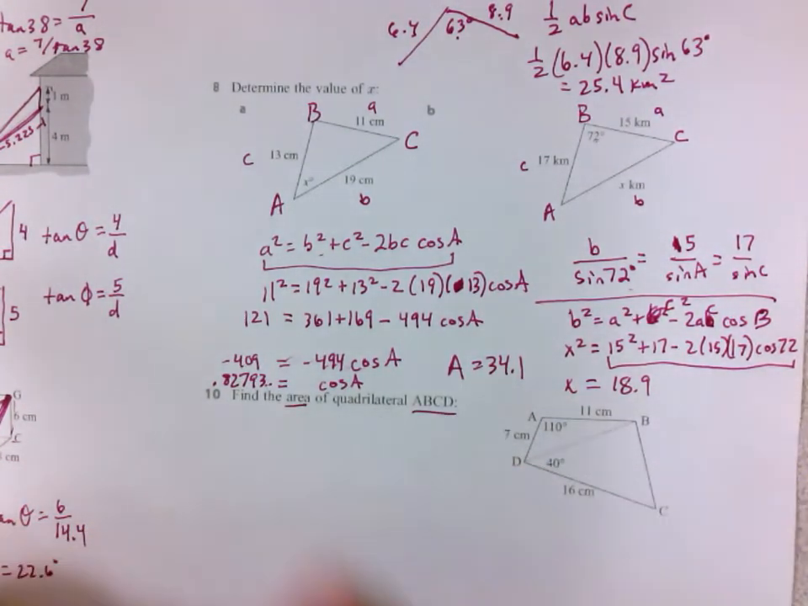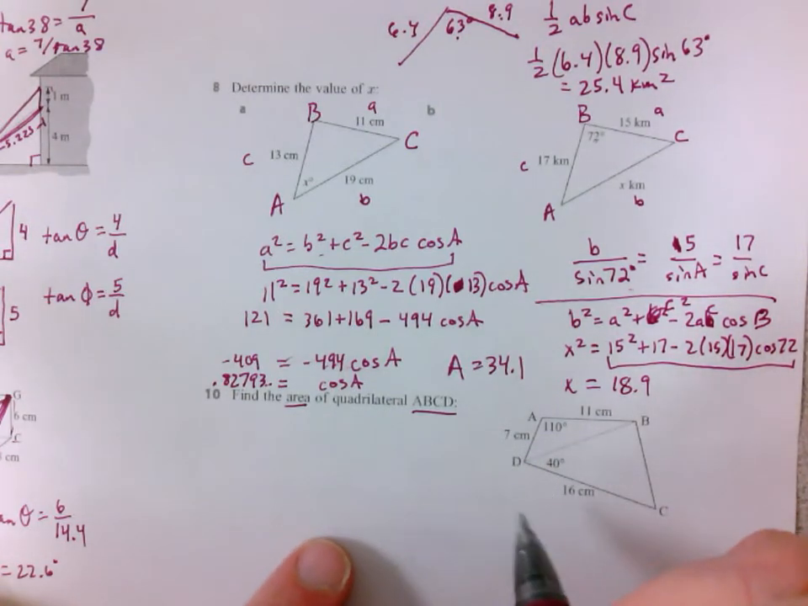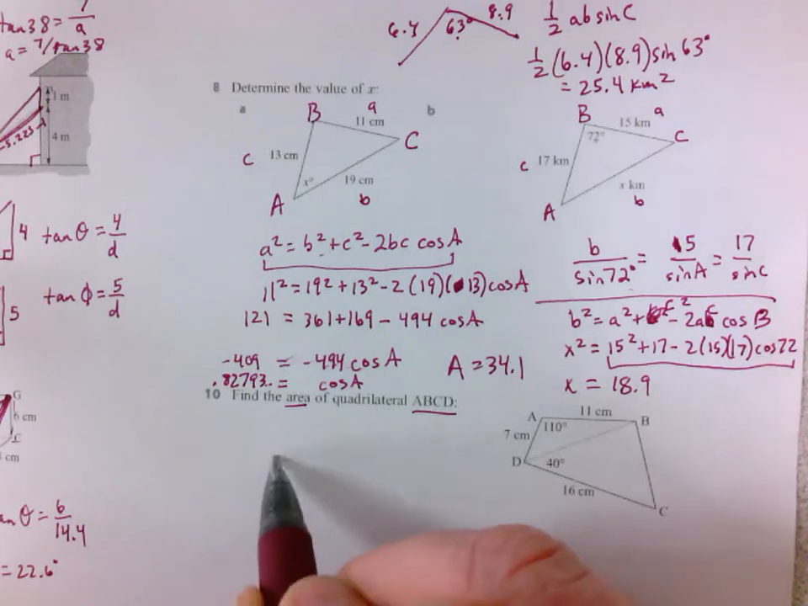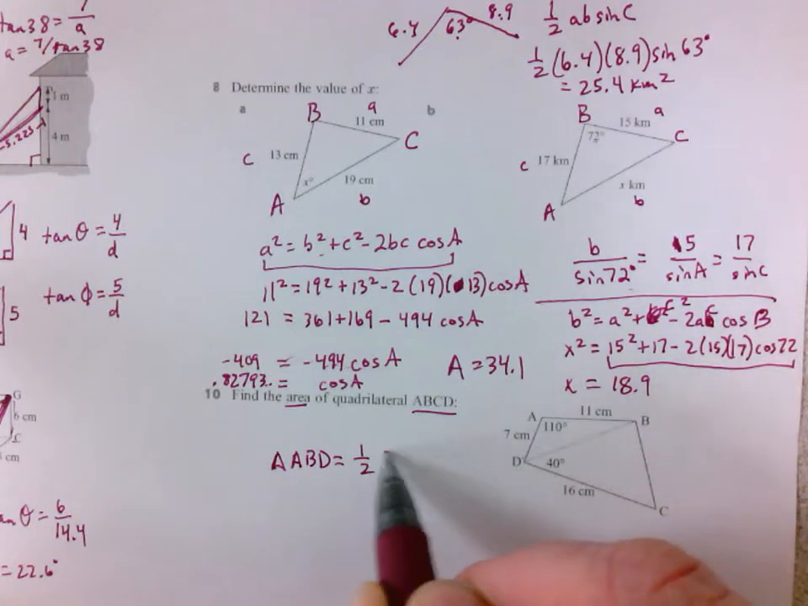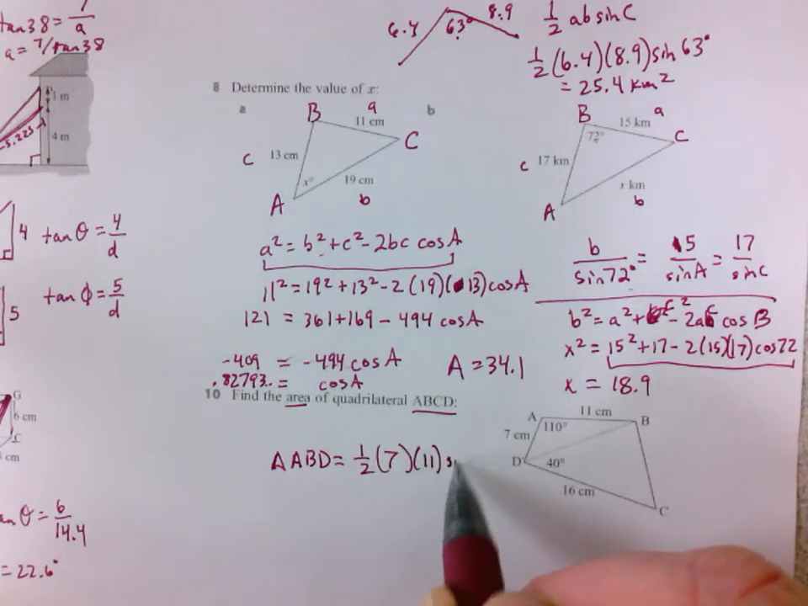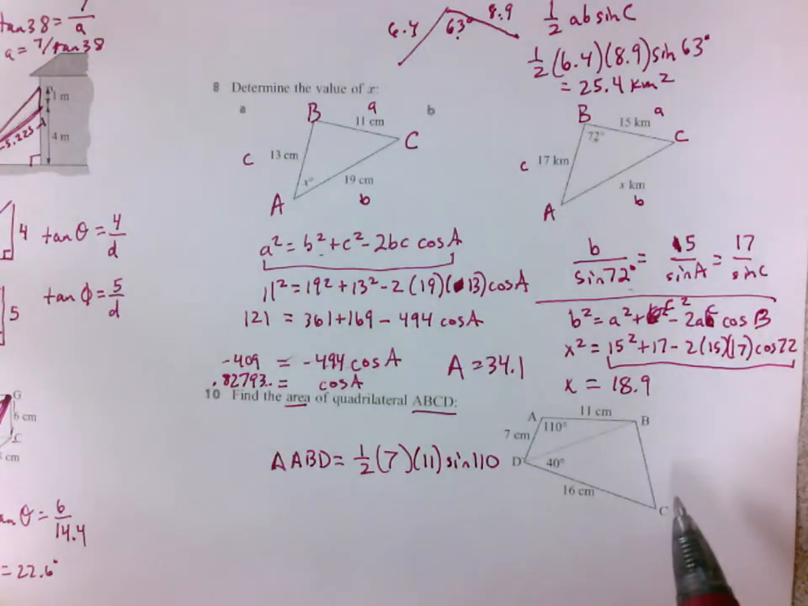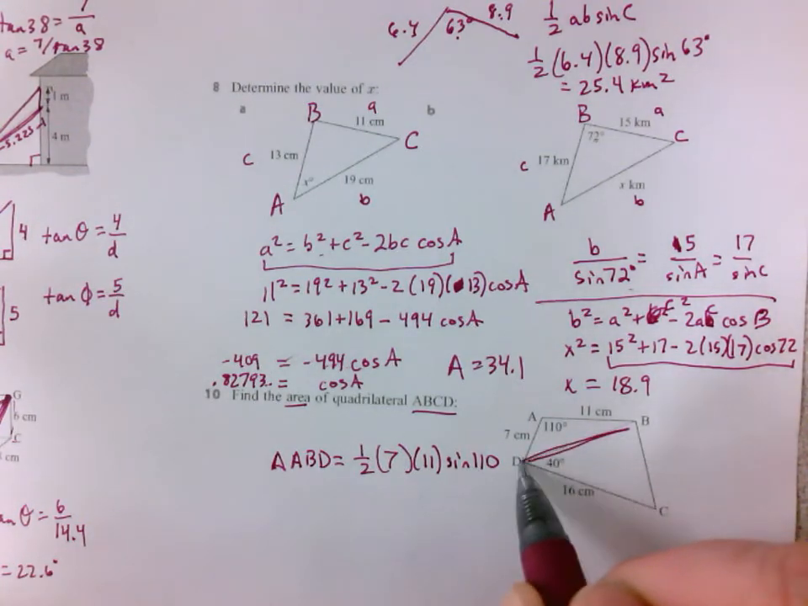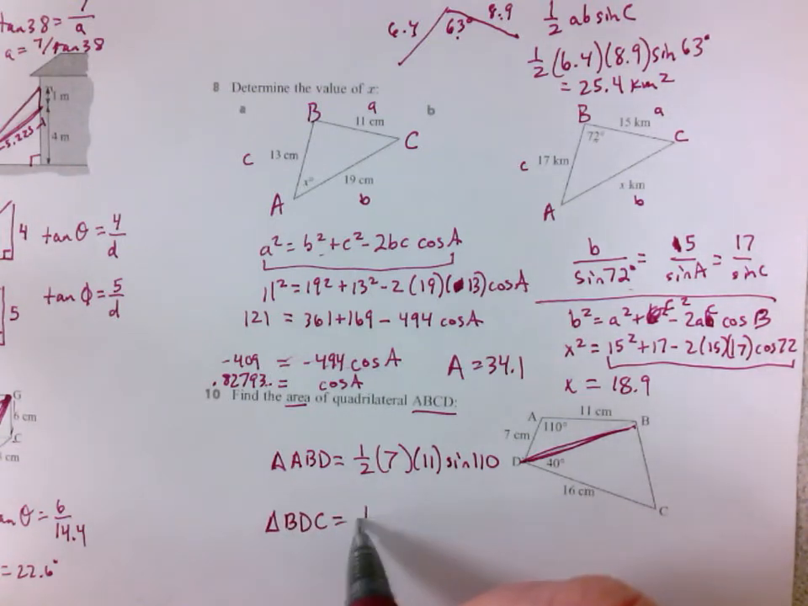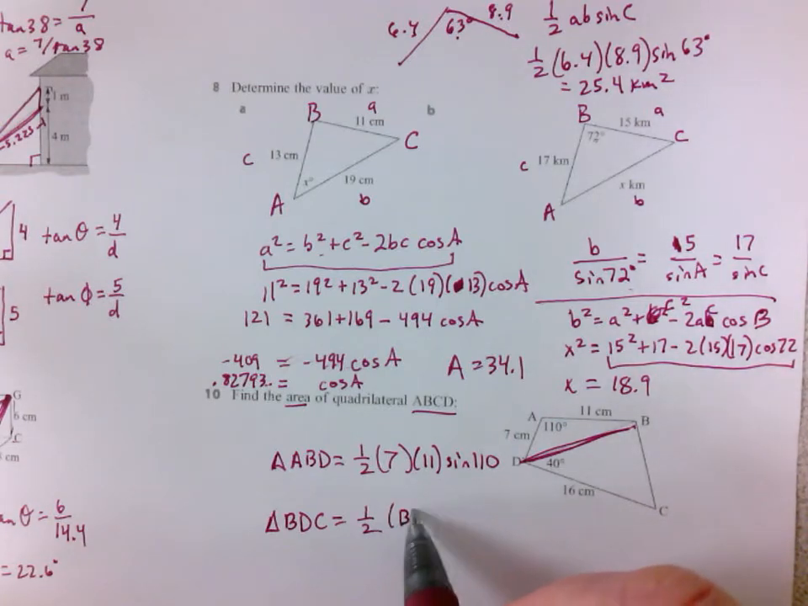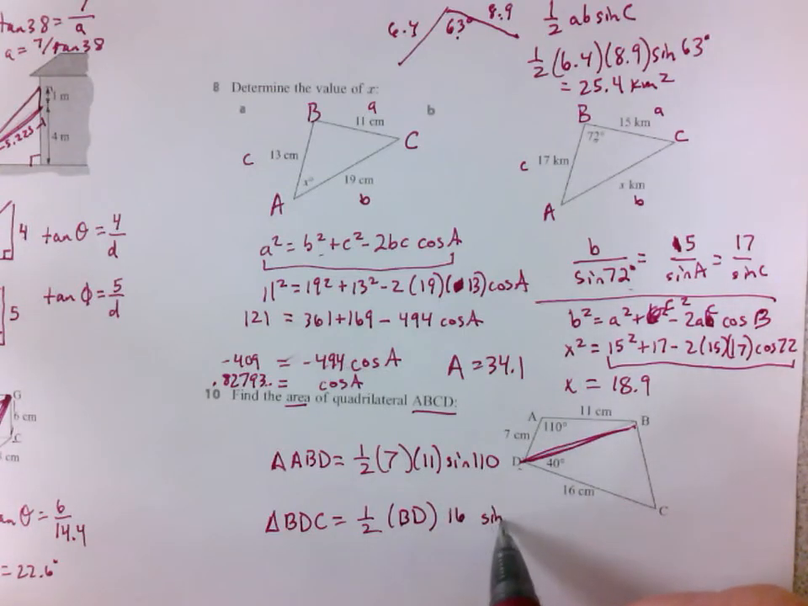Find the area of quadrilateral ABCD. So I have a couple problems here. I can find the area of triangle ABD, which is 1/2 times 7 times 11 times the sine of 110. And then I need to find this side, because the triangle BDC is 1/2 BD times 16 times the sine of 40. So I need to find BD before I can finish this problem.